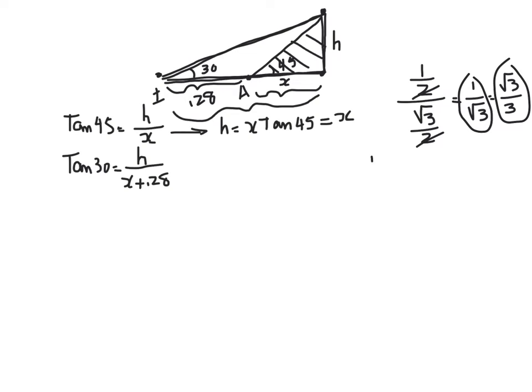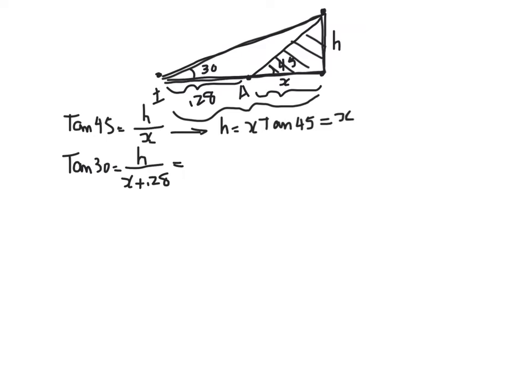The reason is very simple. For 1 over square root of 3, I can multiply numerator and denominator by square root of 3, which is the same as multiplying by 1. 1 times square root of 3 is square root of 3. Square root of 3 times square root of 3 is 3, which is exactly what I said here.